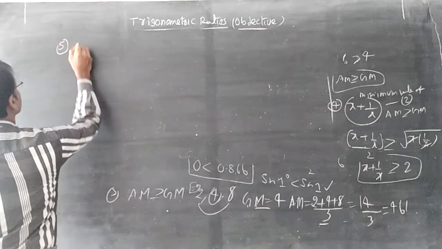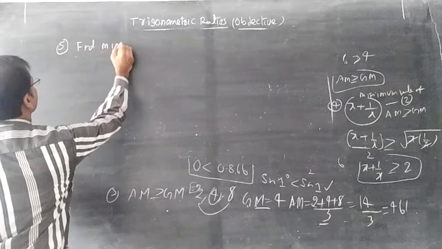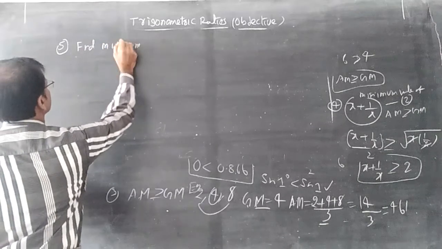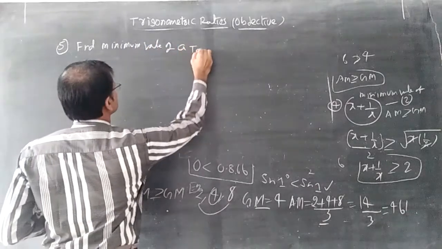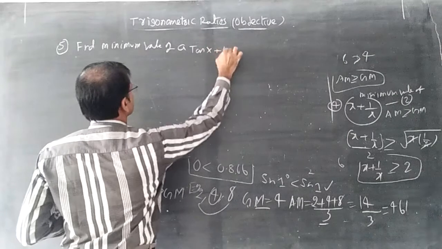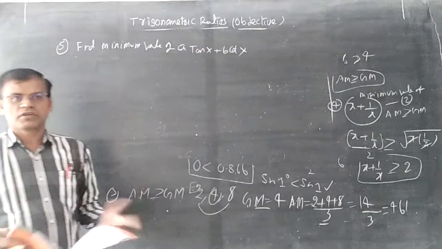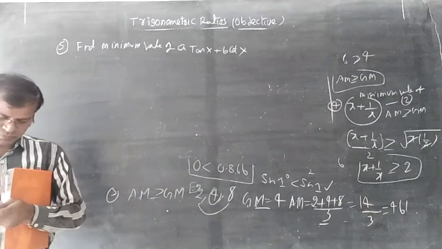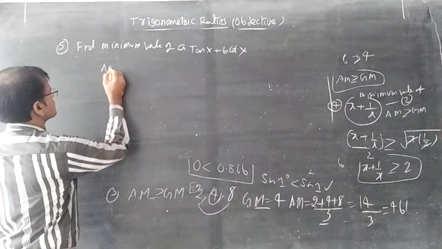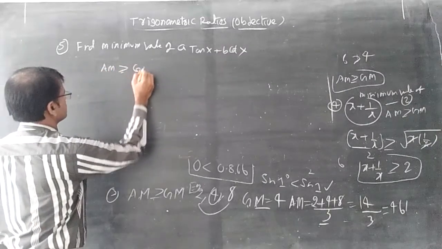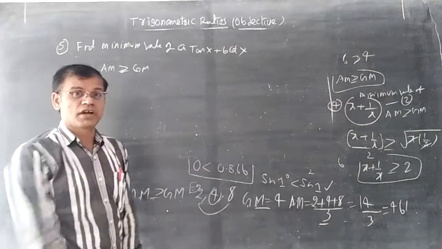Using this one, find an example and find the minimum value of a tan x plus b cot x. Find the minimum value of a tan x plus b cot x. Use AM greater than or equal to GM. a tan x and b cot x are two terms.